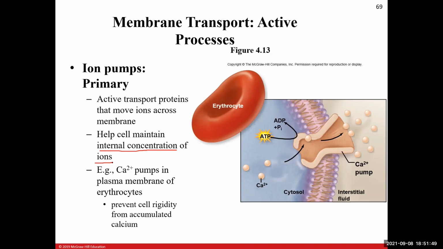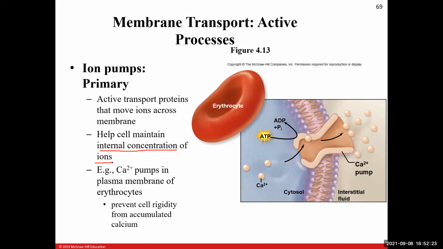All right, we might not want to have a certain type of ion on the inside of the cell. For example, our red blood cells have these calcium ion pumps, and their job is to pump calcium out of the red blood cell, because as much as I love calcium, when I need a muscle contraction, or for the nerve to function, I don't want calcium accumulating on the inside of my red blood cells, because when that happens, the plasma membrane becomes more rigid and stiff.